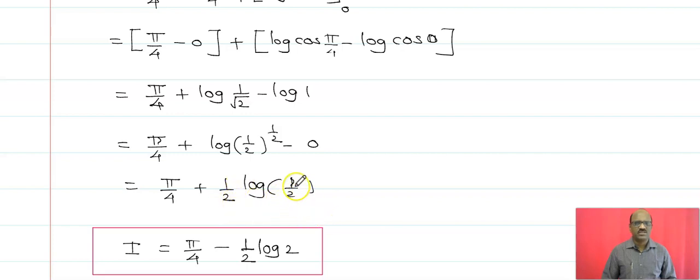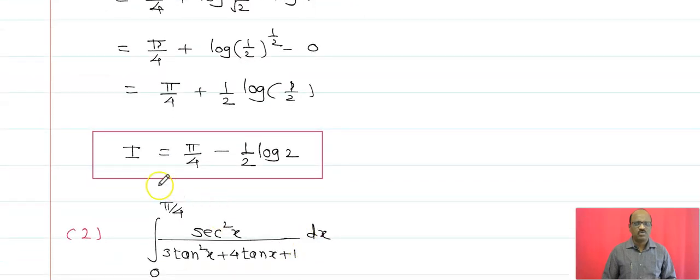And again we can change this by using the log property, that log of m upon n equals minus log of n upon m. Therefore the answer is I equals pi by 4 minus 1 upon 2 log of 2.